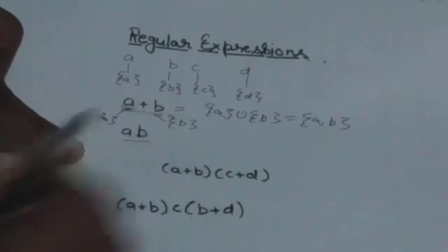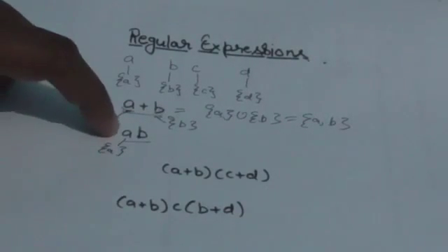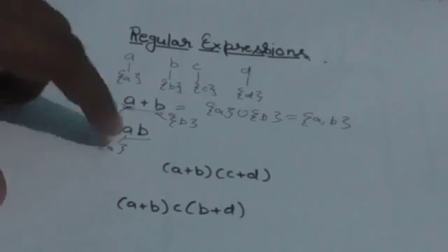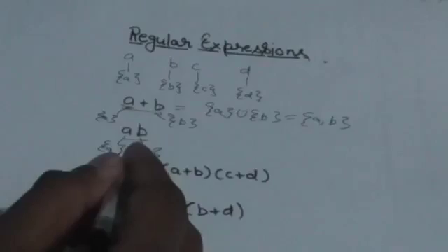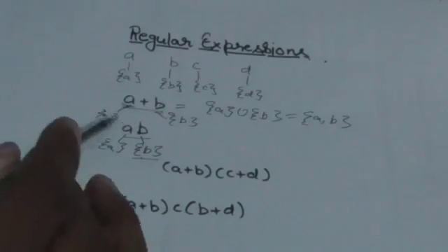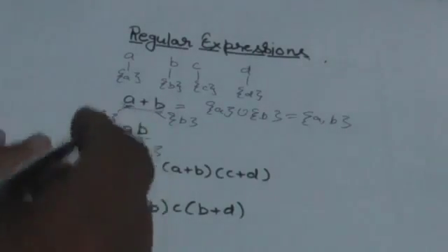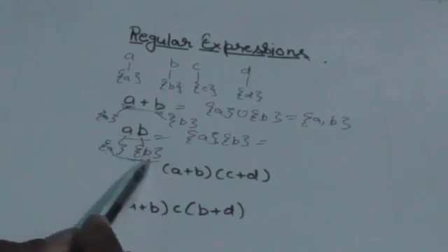Now look at this second expression AB. Again, the regular set corresponding to regular expression A is this one, a set having only one element, that is A. Similarly, for regular expression B, this is the regular set. Now, the regular set corresponding to this regular expression AB would be the concatenation of these two sets. That is the set whose strings are formed by concatenating the strings of this set with the strings of this set. So only one string will be formed, that is AB.